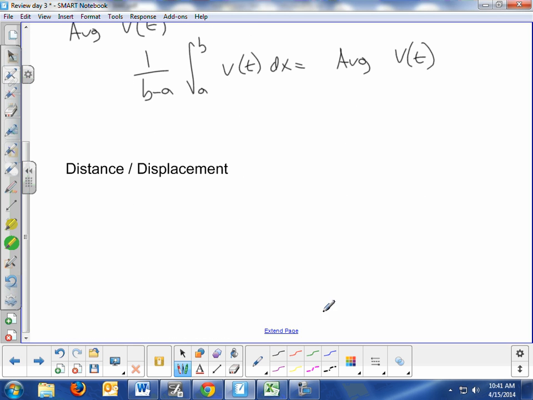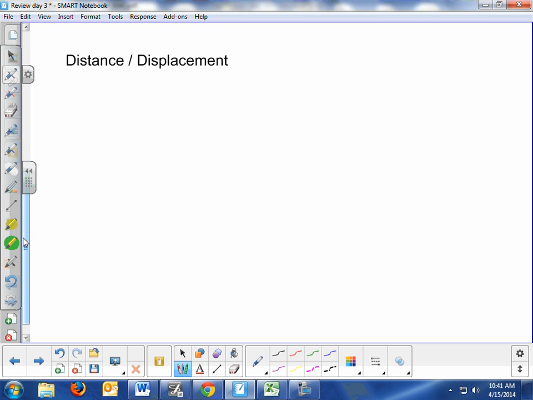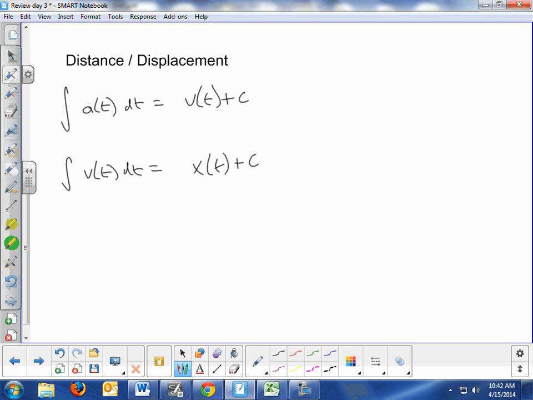Then let's talk about distance and displacement. Before we talk about that, we can talk about the relationships. We know the derivative of position is velocity. The derivative of velocity is acceleration. That means the antiderivative of acceleration is velocity plus a constant c. The antiderivative of velocity is position. And then the antiderivative of position would just give you the antiderivative of position, or you could use it to find average value, average position. Okay?